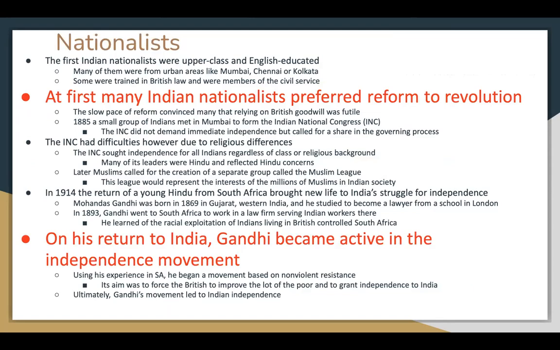The first Indian nationalists were upper class and English educated. Many of them were in urban areas like Mumbai, Chennai, or Calcutta. Some were trained in British law, and they were members of the civil service. At first, many Indian nationalists preferred reform to revolution. But the slow pace of reform convinced many that relying on British goodwill was futile.